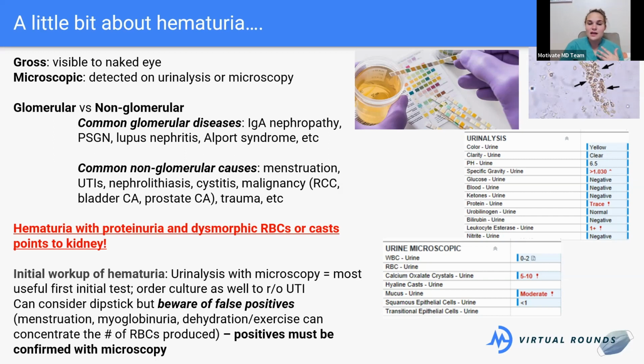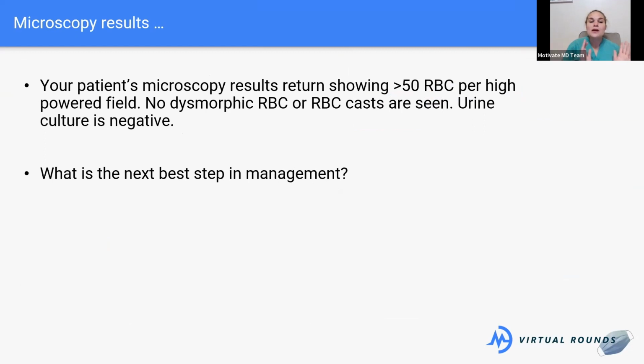Something you can do is called a dipstick, and this is what shows up here. You can look to see basically if the urine has red blood cells in it. The problem with this is there can be false positives. If you're exercising a lot, if you're dehydrated, if someone's menstruating, if they have something called rhabdomyolysis, I can't ever say that, that can cause false positives on dipsticks. So anytime you do a dipstick and it's positive, you need to follow it up with a urinalysis and microscopy anyway. Okay. So let's go back to our guy. So he did a urinalysis with microscopy and the results return, and it shows greater than 50 red blood cells per high-powered field.